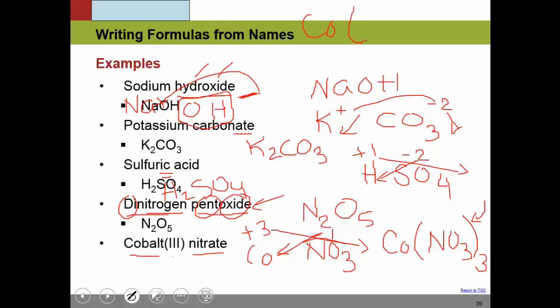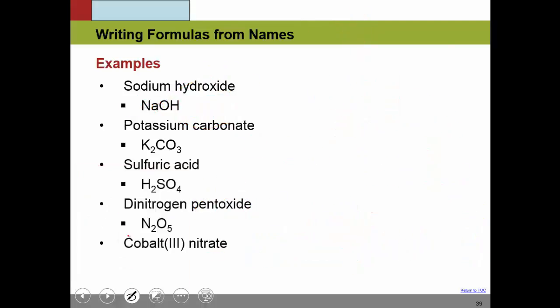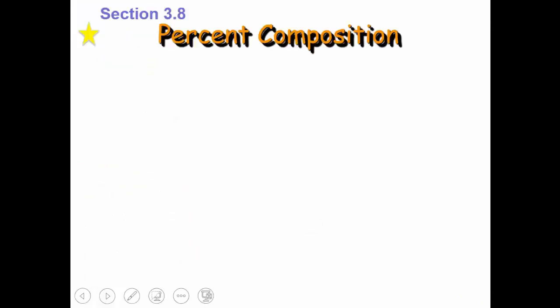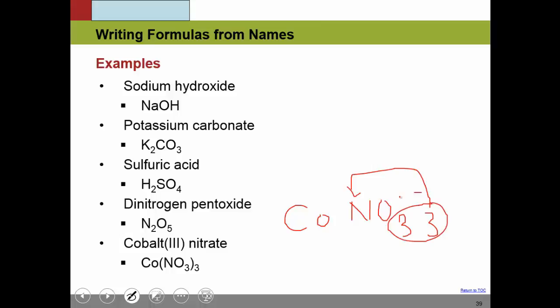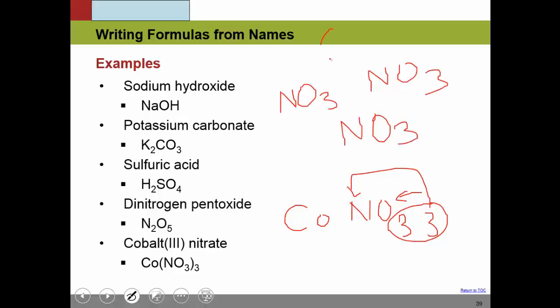Do not write it like this. Whoops. Let me erase everything here. Do not write it like this. Sorry about that. My pen did not get pushed. Do not do the 3 nitrate groups like this, because now you don't have 3 of this polyatomic group. You only have 1 nitrogen and 33 oxygens. That's different than having NO3, NO3, and NO3 with a cobalt.